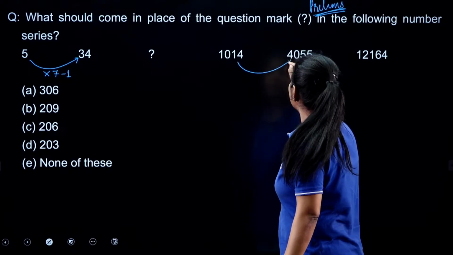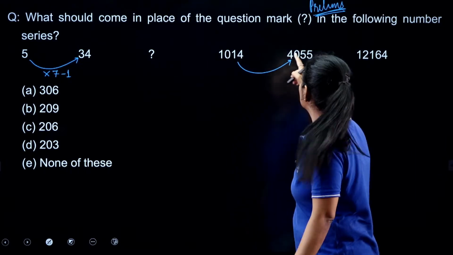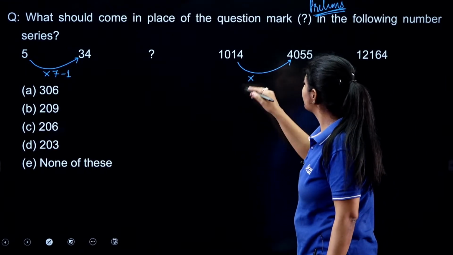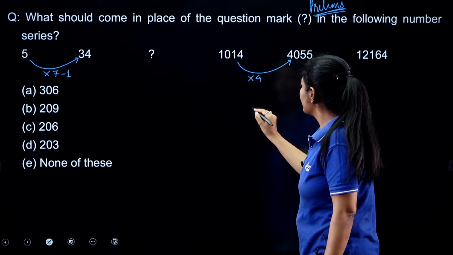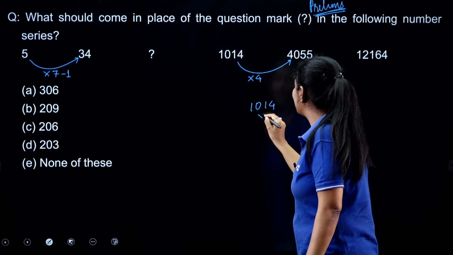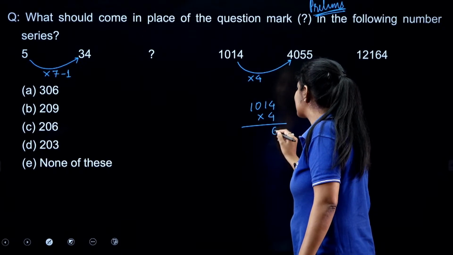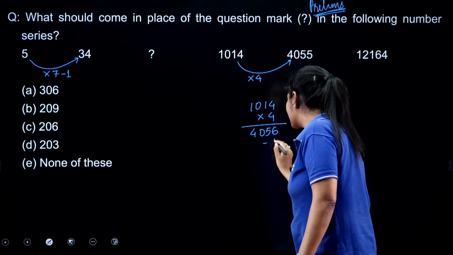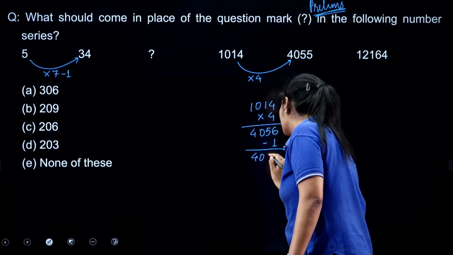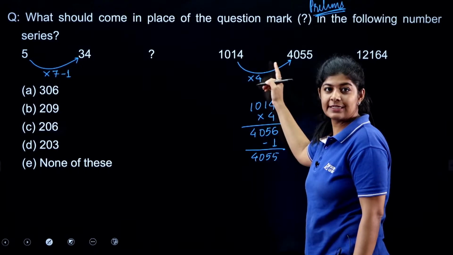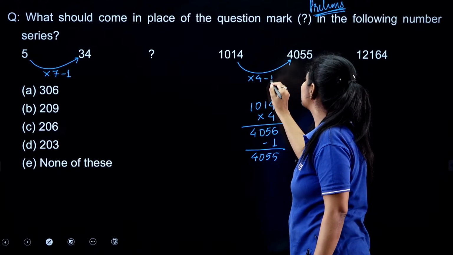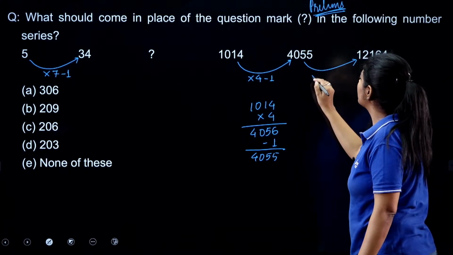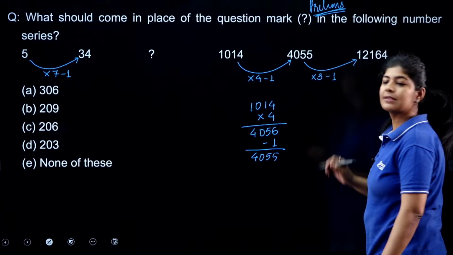So if I want to make my 1014 into 4055, now if I multiply this by 4, right? So 1014 multiplied by 4, we have 16 and 1 carry forward, 4056. But if I subtract 1 from it, I will get the same number which is written in the series, that means multiply by 4 minus 1. Here if I want to convert this number into this one, what do I have to do? I have to multiply it by 3 and minus 1.